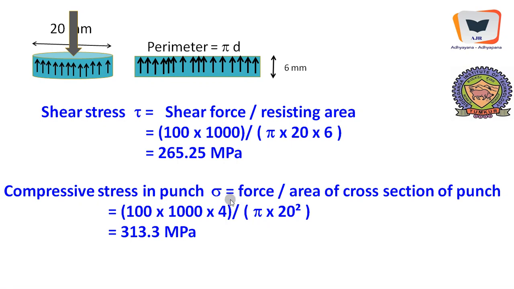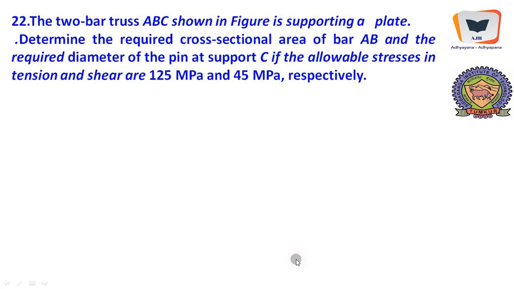Therefore compressive stress in the punch is sigma equal to force divided by area of cross section of the punch, because as far as punch is concerned, it becomes an axial stress. As far as the plate is concerned, it becomes a shear stress. So it is 100 into 1000 into 4, and this is pi d square by 4, because the diameter of the punch is 20 millimeter. Pi d square by 4 will go up, and this will give us 313.3 MPa. Therefore punch is subjected to more compressive stress than shear stress. Shear stress is low when compared to compressive stress experienced by the punch.